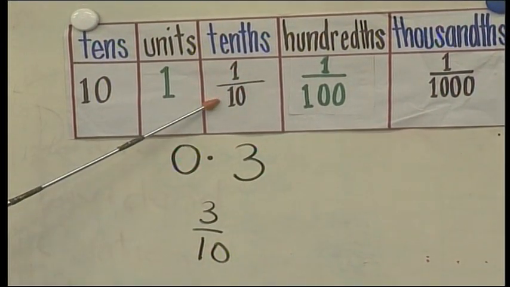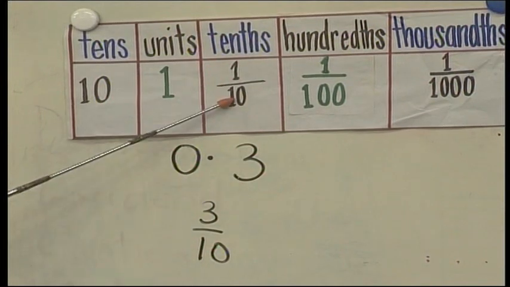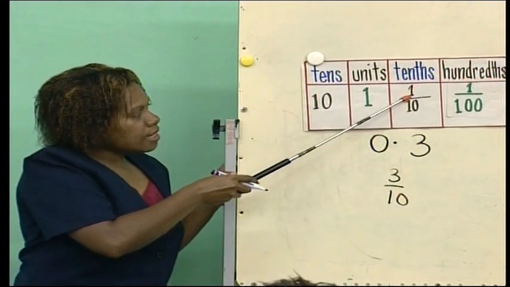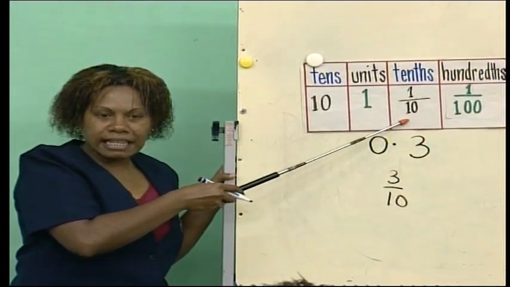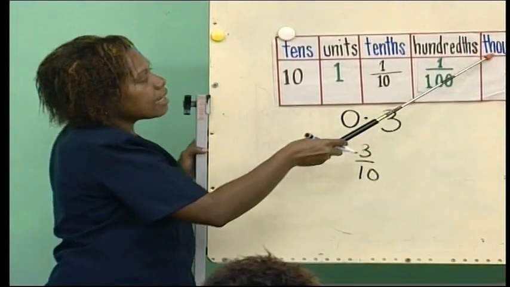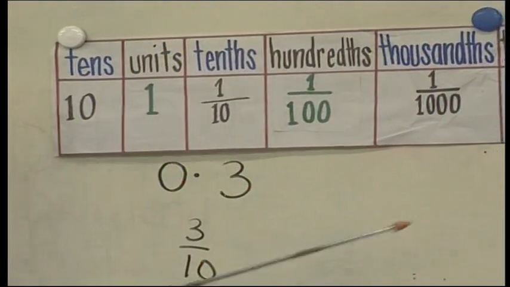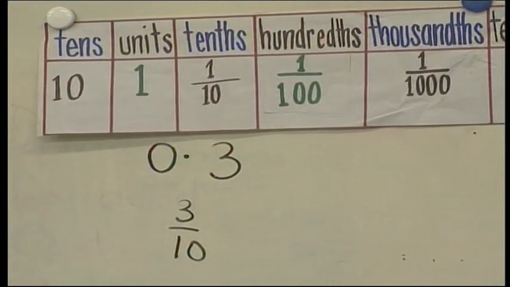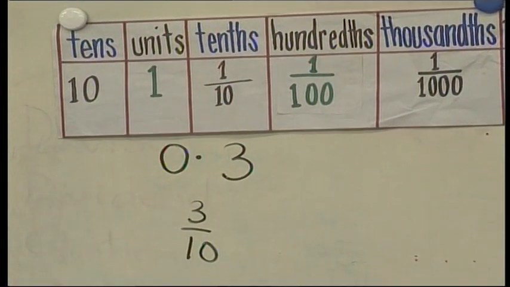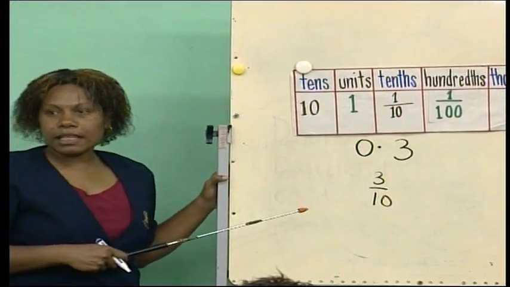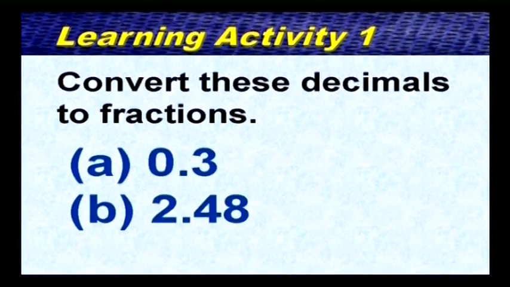Can you see? Because 3 is under the tenths column. So tenths represents 1/10. Hundredths represent 1/100. Thousandths, 1/1000. Units, these units are ones. Whole number, 1. Tens, okay, then you have units, tens, and hundreds, and so on. You understand, 7s and receiving students? Okay, let's try the other one.